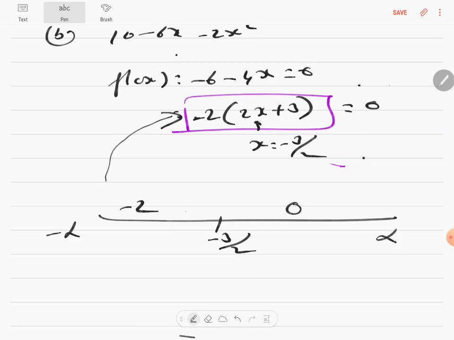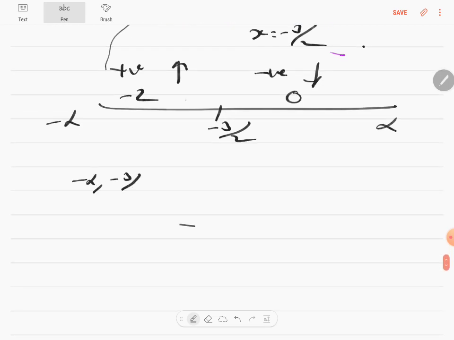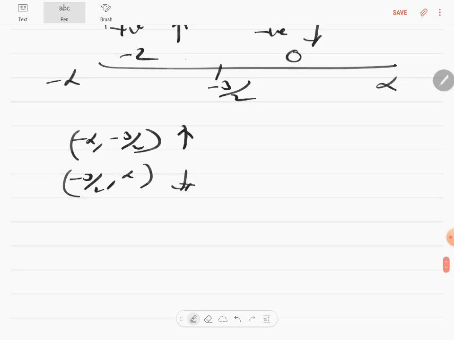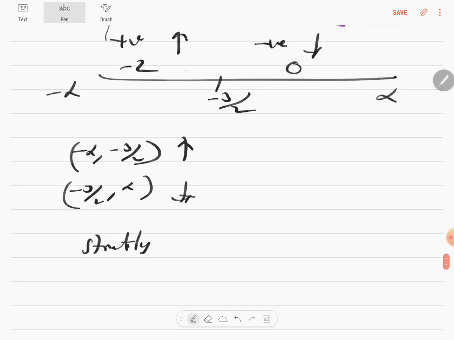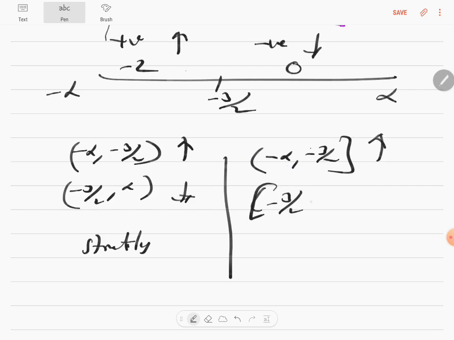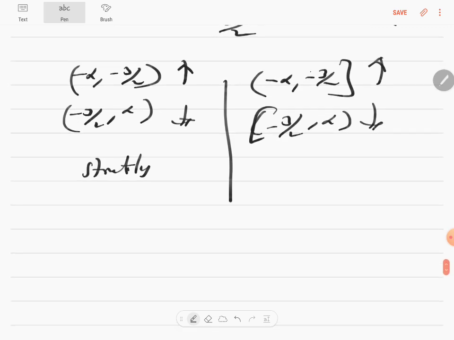So minus 2 put here, minus 4, negative times positive, so it is increasing. 0 put here, it will be negative, so it's decreasing. So from minus infinity till minus 3 by 2, it's increasing. From minus 3 by 2 to infinity, it is decreasing. Having said that, where the word strictly is there, you are the one who has equated to 0, so it has to be only with the open bracket. If the question does not have strictly, then you can write minus infinity till minus 3 by 2 close bracket, it's increasing, and close bracket minus 3 by 2 to infinity, it is decreasing.